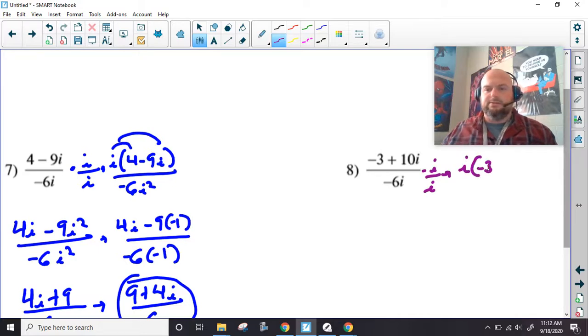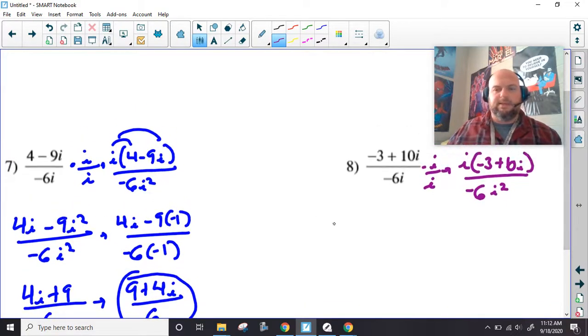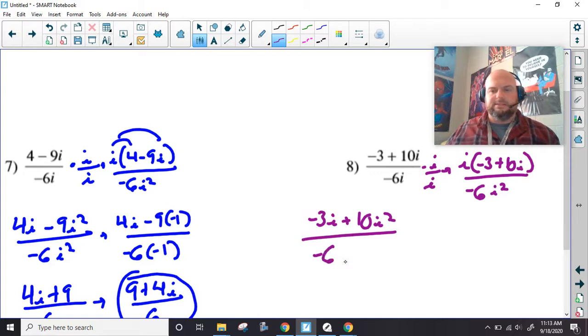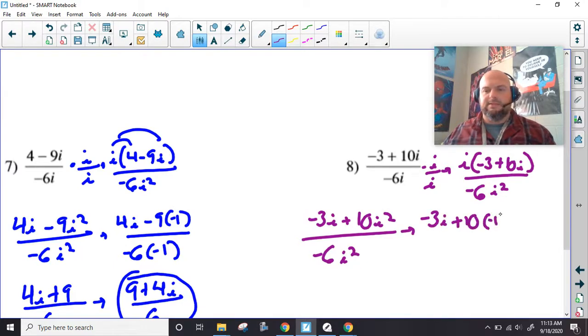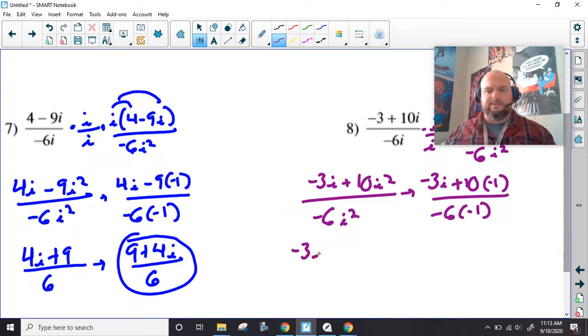Again, I'm just chugging along, doing my math. 6 and i squared. That's a 10. That's not a 6i. Okay. So when we distribute, we're going to get -3i plus 10i squared over -6i squared. So we're going to substitute the i squared for -1, times -1 and -6 times -1. Okay. So -3 minus 10 over 6.